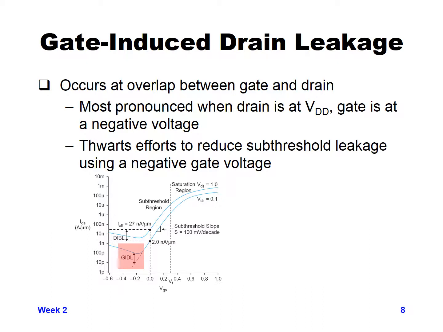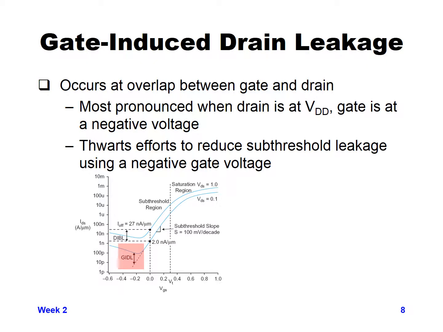Of course, this effect of gate-induced drain leakage is most pronounced when the drain is at VDD and the gate is at a negative voltage. I don't just mean a negative voltage relative to the drain, because typically your lowest voltage is ground, and in our modern processes the voltage difference between VDD and ground doesn't typically cause this gate-induced drain leakage to be significant enough to be a concern.